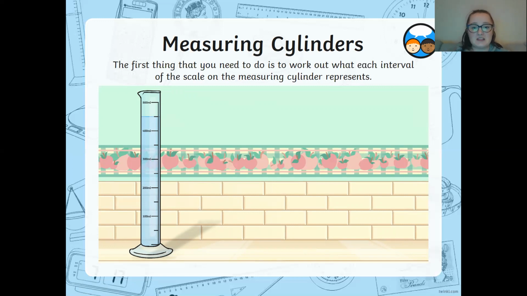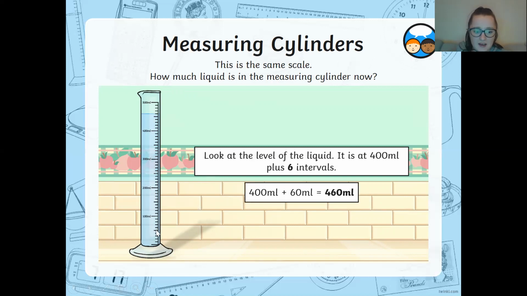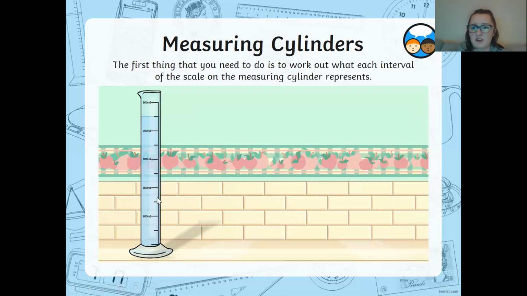So the first thing that you need to do is work out what each interval on the scale and the measuring cylinder represents. Now we know that already, but there's a problem here. If you look at the scale now, on the last one, there was all these tiny little ones, 10 little ones between 0 and 100 and between 100 and 200. But on this one, there's not. How do we do this? Now we know that there's 0 something 100. How can we work that out?